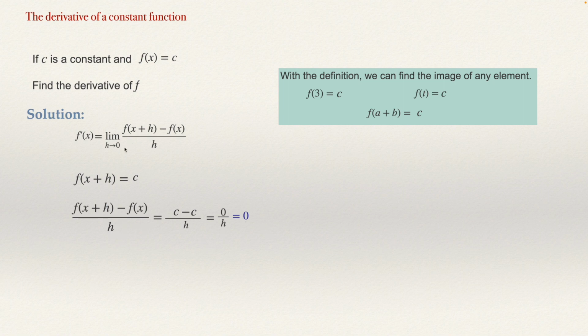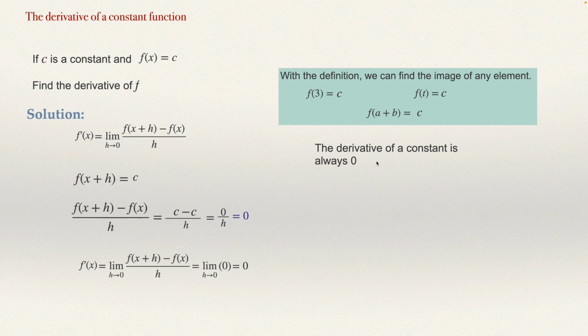So when I say limit of h approach to 0 of f of x plus h minus f of x over h, it is the limit as h approaches 0 of 0, because all this ratio is 0. And the limit of a constant is the same constant. Yeah? So we have that this is 0. And then we have proof that if we have the constant function, the derivative will be always 0.